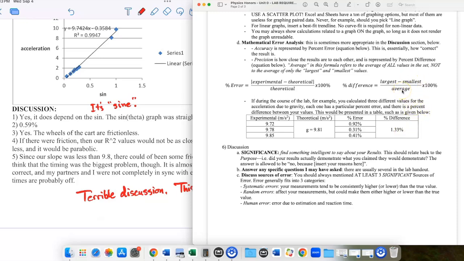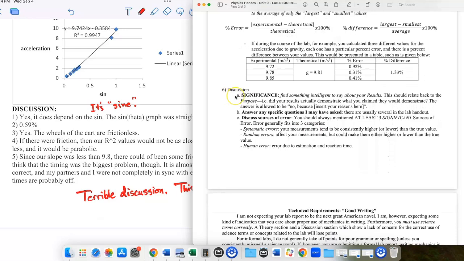The average that was used to calculate the percent difference among these three values was the average of all three values. For largest minus smallest, that would have been 9.85 and 9.72, and you can check my calculation yourself if you want. For percent error, experimental is what you actually calculated. Theoretical is what the accepted science value is. Like if it's gravity, 9.8, or 9.81 is a little more precise.